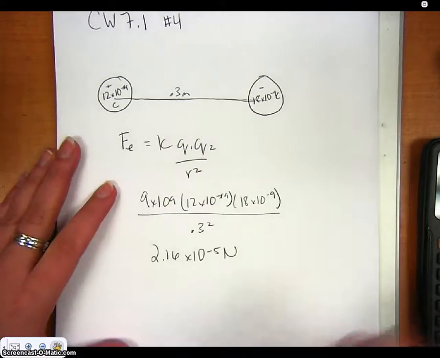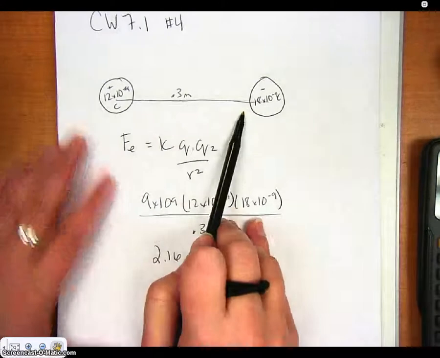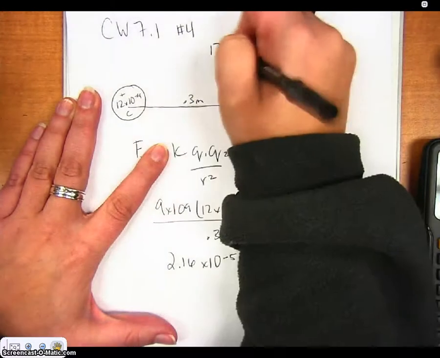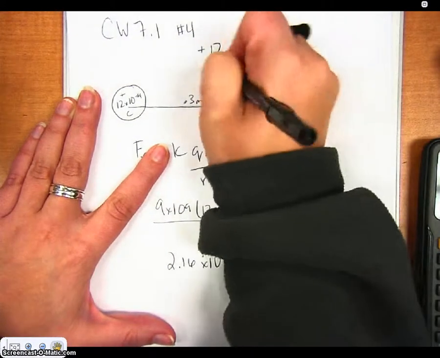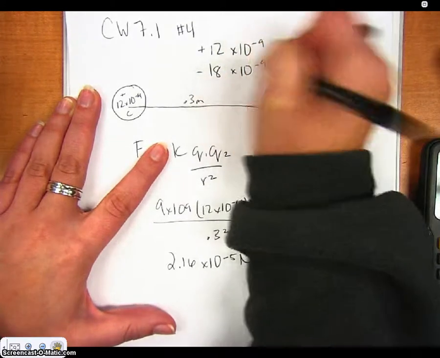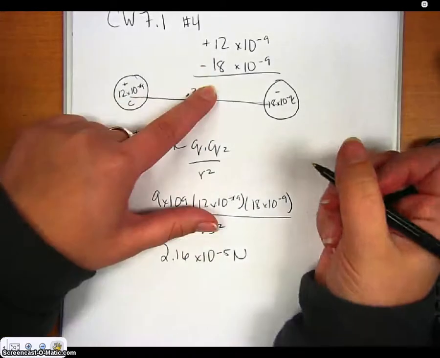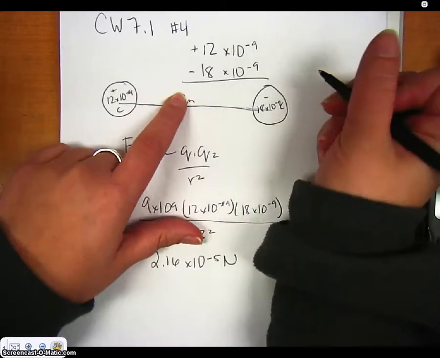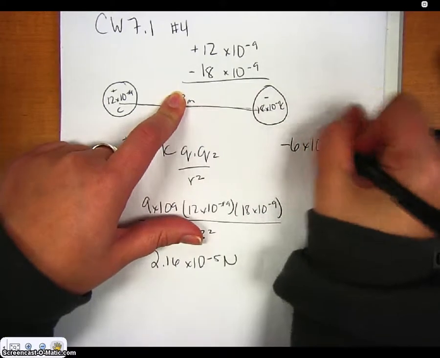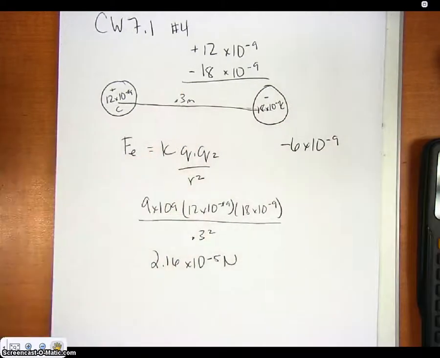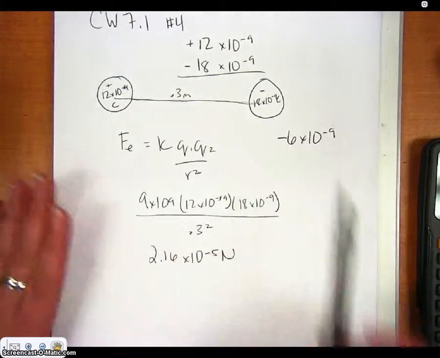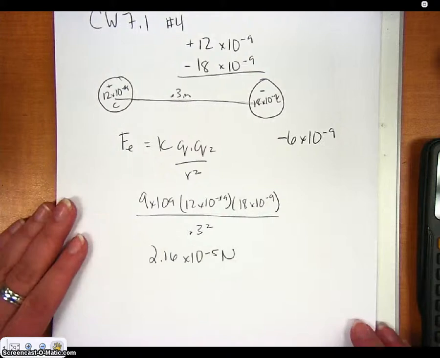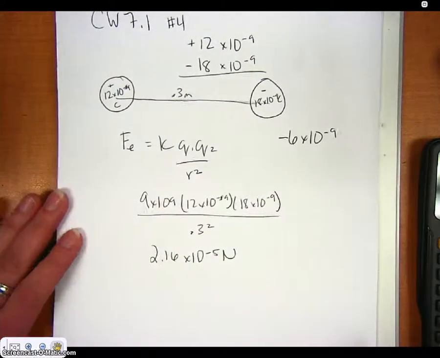So we have to figure out what the net charge of these two is. We have 12 times 10 to the negative 9th positive, and 18 times 10 to the negative 9th negative. So the net charge is negative 6 times 10 to the negative 9th, right? And since they are at equilibrium, they're each going to have half of that. So this one will have negative 3 times 10 to the negative 9th, and this will have negative 3 times 10 to the negative 9th. And that's when they will be at equilibrium.